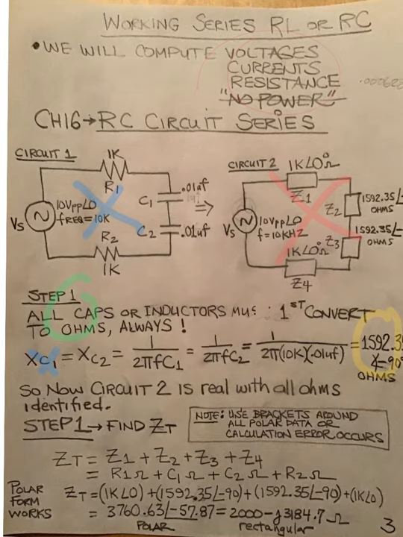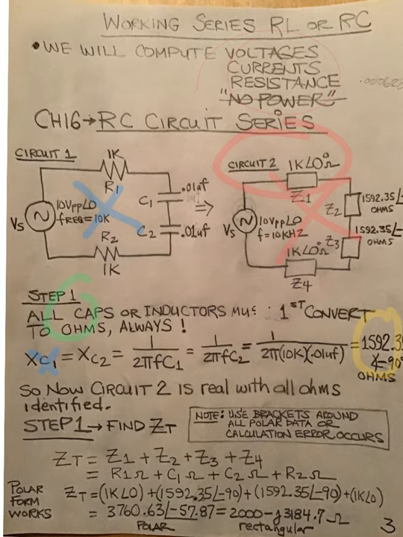And you'll notice that 1 over 2 pi times 10k times 0.01 microfarad will give you the 1592.3 ohms that you seek. But since it's a capacitor, every capacitor gets slapped in the rear with an angle of -90. Not some capacitors, all capacitors. So now we truly have circuit 2, which is located up here in the red area. We have it all in ohms.